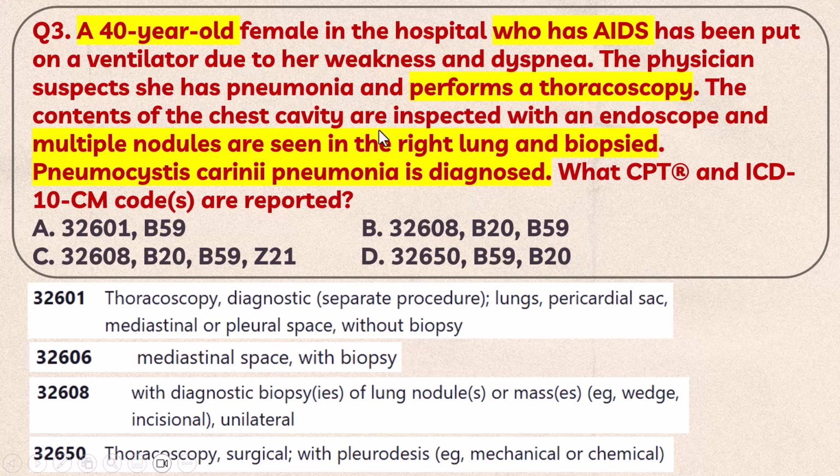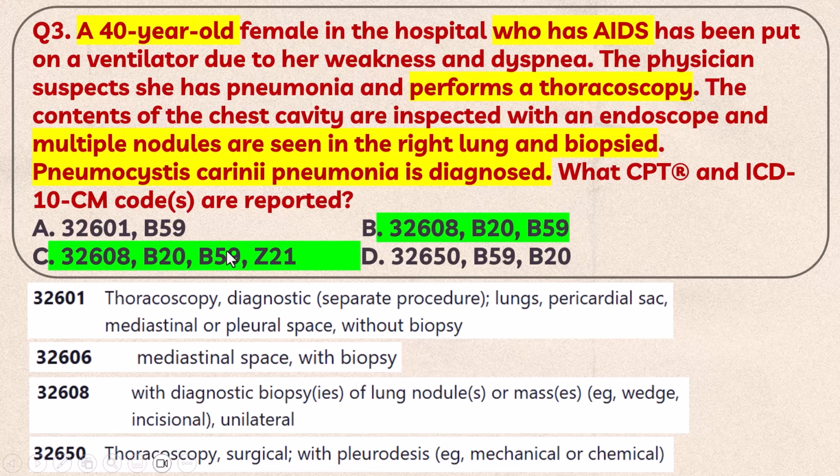So in this case, a diagnostic procedure was done, multiple nodules are seen in the right lung, and biopsy was taken, so unilateral biopsy. The correct code here will be 32608, that is thoracoscopy diagnostic with diagnostic biopsy of lung nodules. So the correct code will be 32608. So you can select answers B and C.